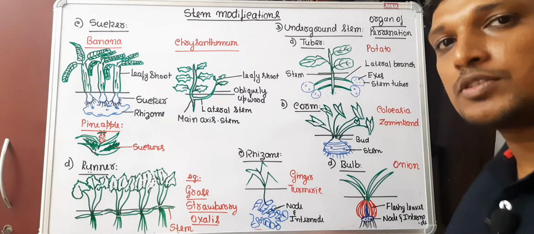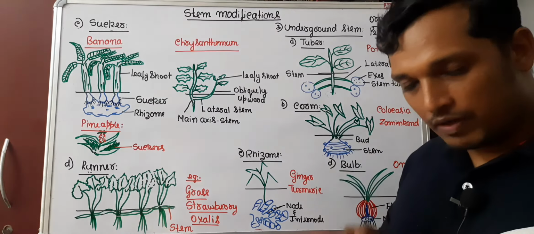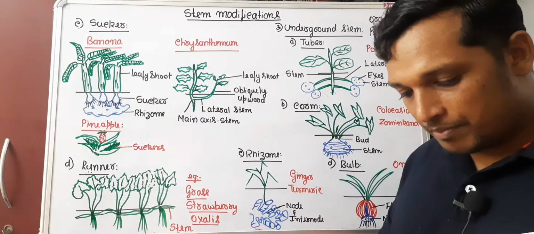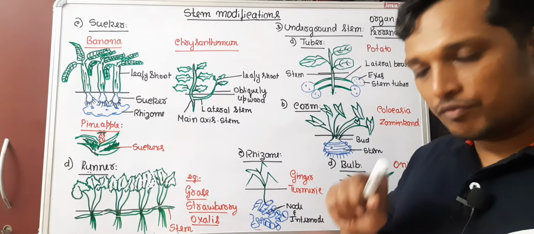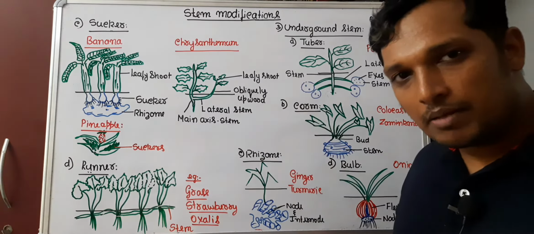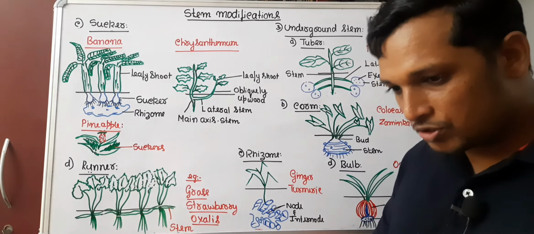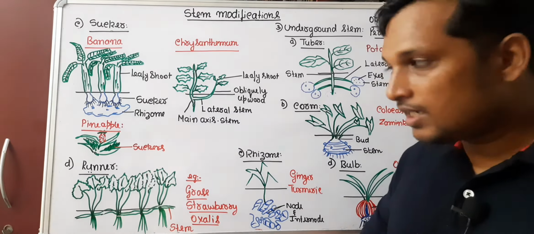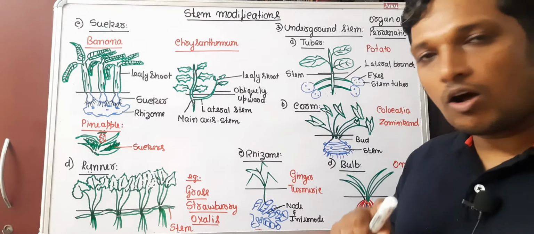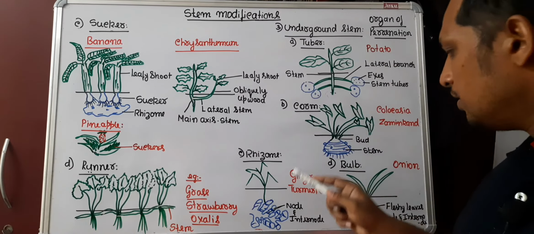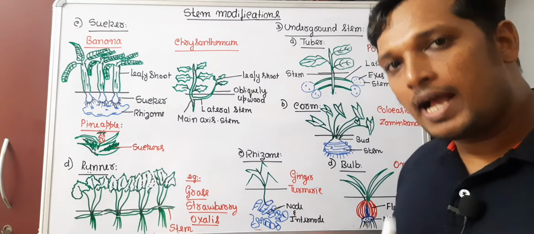These are the three types of stem modification. First one was aerial stem modification. Under that we have learned stem tendril, stem thorn, phylloclade. Then we learnt about subaerial stem modification. Under that we learned stolon, sucker, runner, offset. Underground stem modification: tuber, corm, rhizome, bulb, with examples and diagrams.